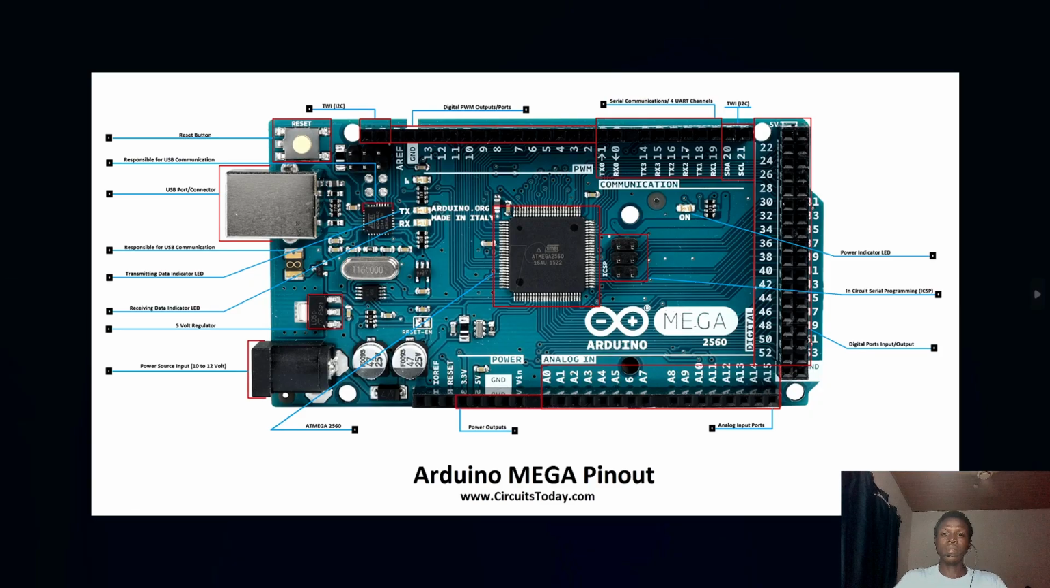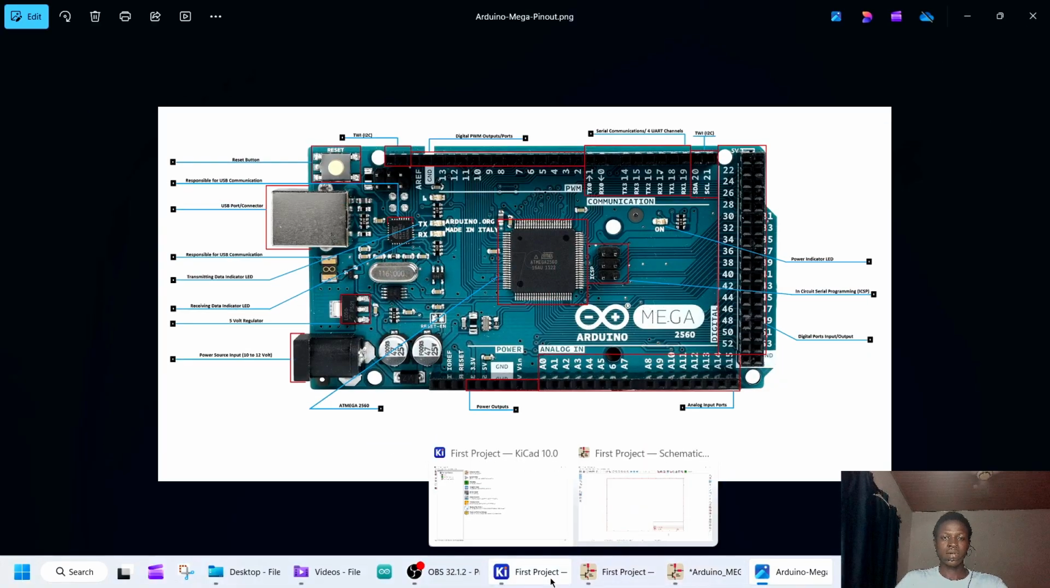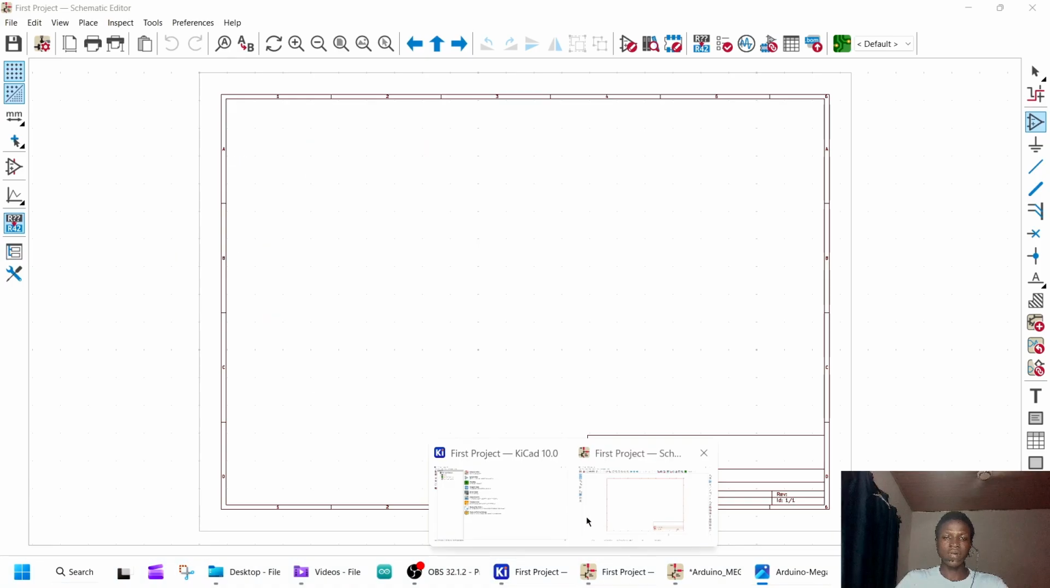So before we start, this is how the Arduino Mega looks. See the pin layouts, the connectors, and the passive components. And as you can see here, this is the main heart of the Arduino. We'll look for all these schematic components and work that out. So without wasting much time, let's open our design software.